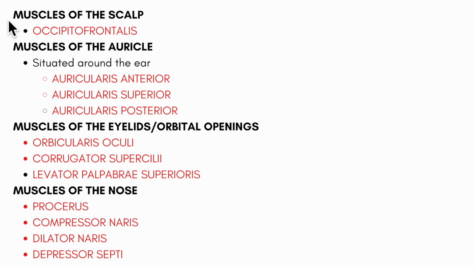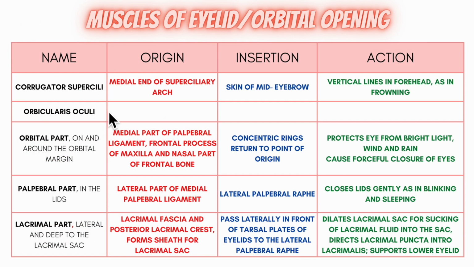We looked at the muscles of the scalp, that is the occipitofrontalis muscle. We learned about the muscles of the auricle, the auricularis anterior, superior and posterior. Under the heading, that is the muscles of the eyelids or the orbital openings, we learned about the orbicularis oculi, corrugator supercilii and the levator palpebrae superioris. We learnt about the muscles of the eyelid or the orbital opening in detail. We learnt about the 3 parts of the orbicularis oculi muscle.